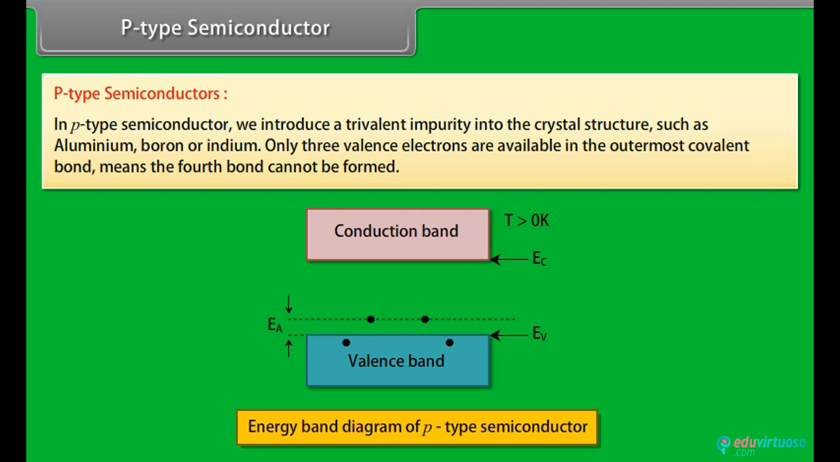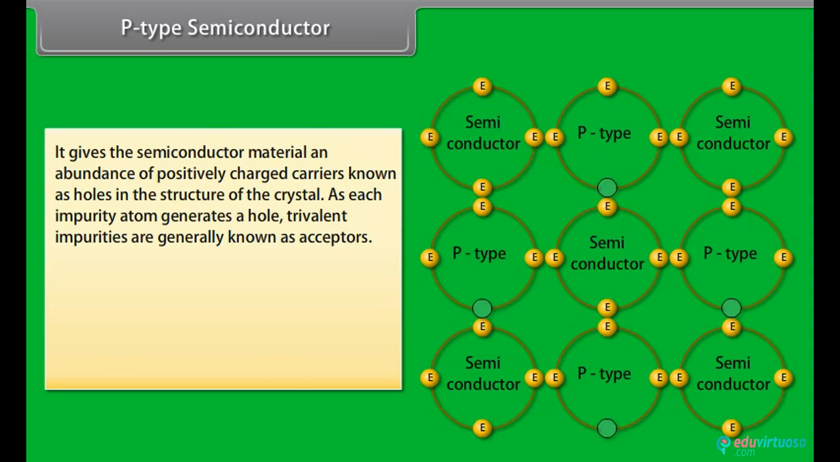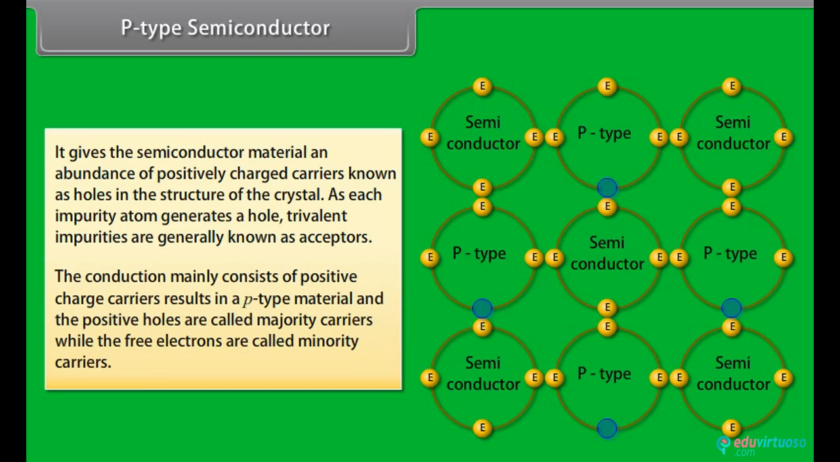Only 3 valence electrons are available in the outermost covalent bond, which means the 4th bond cannot be formed. It gives the semiconductor material an abundance of positively charged carriers known as holes in the structure of the crystal. As each impurity atom generates a hole, trivalent impurities are generally known as acceptors. The conduction mainly consists of positive charge carriers, resulting in a p-type material, and the positive holes are called majority carriers while the free electrons are called minority carriers.